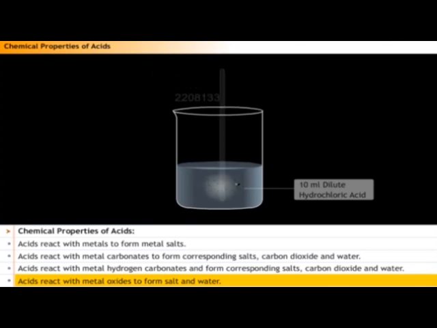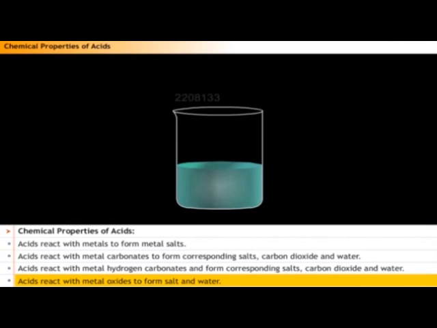Stir the mixture continuously. You will find that the black copper oxide disappears and a blue-green solution is formed in its place. This blue-green solution is copper chloride.